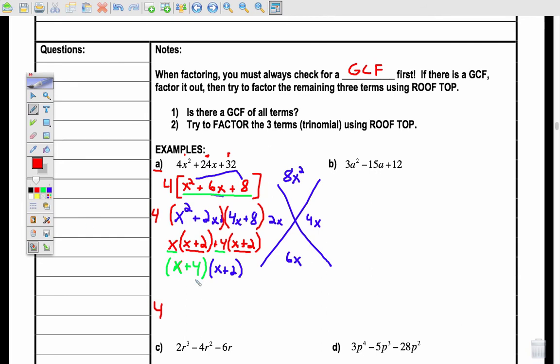Now, our final answer, put it all together, bring the 4 back, so it's 4 times x plus 4 times x plus 2, and that would be the final answer. So the only thing different here from what we did yesterday with the rooftop is that first step is factoring out. We factored out the 4 at the beginning, and then we solved that problem using that trinomial, and we brought the 4 back at the end. That is the original factored out.